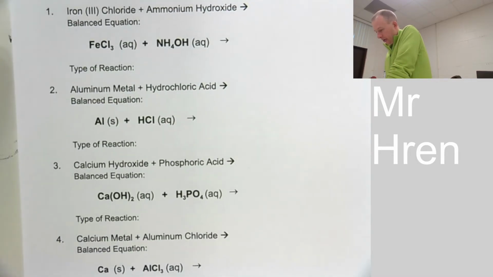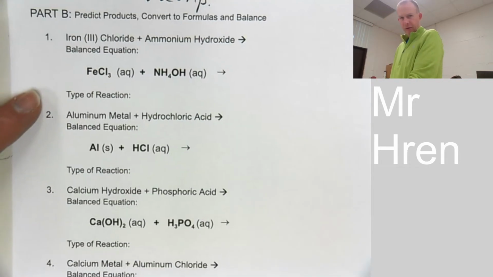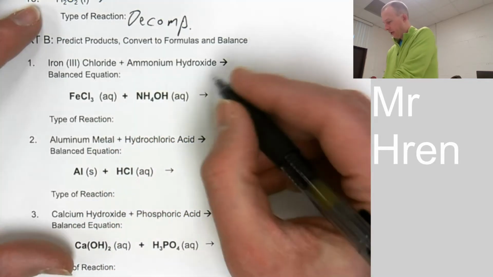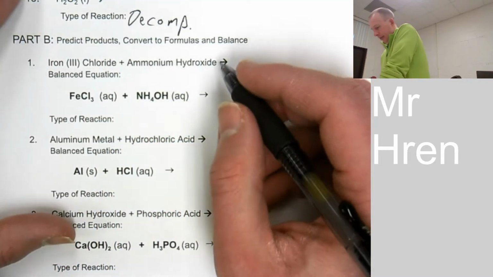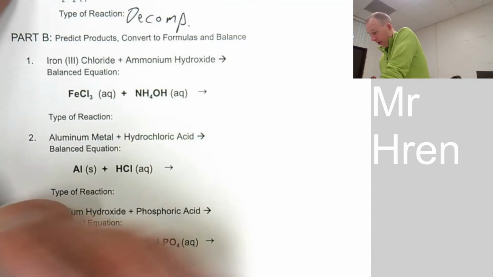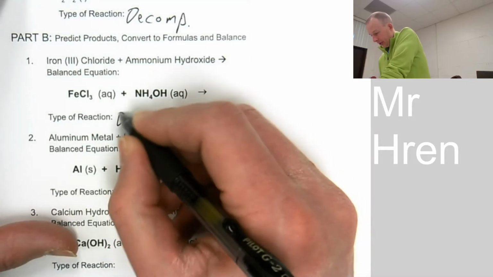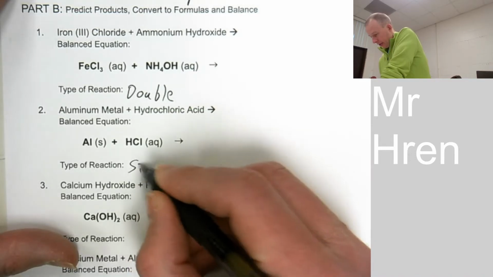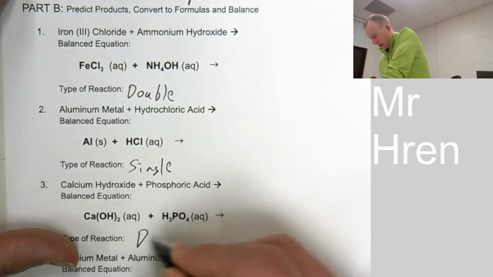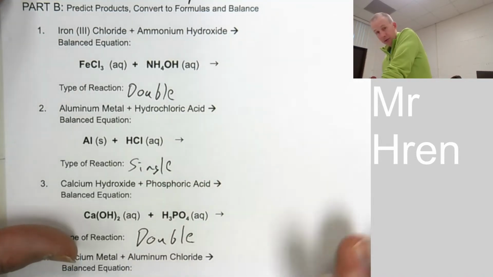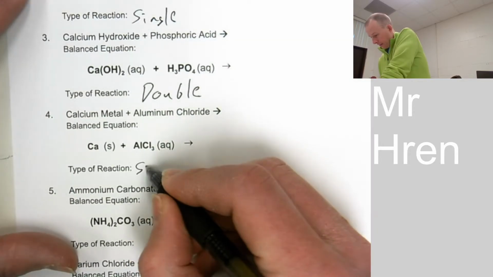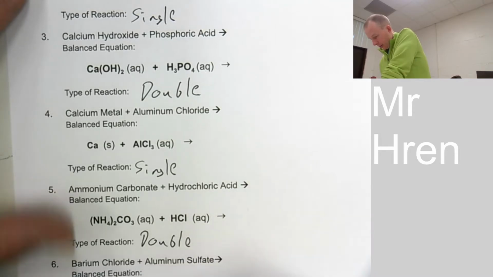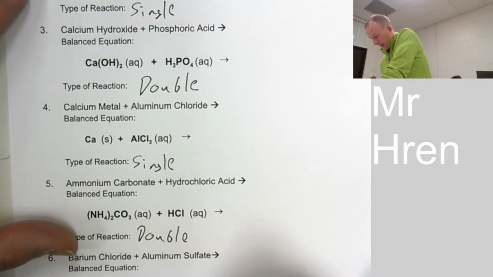What else? And then for the rest of these, I don't think the answers were included, so I'll just go through all these too. So you've got FeCl3. Oh yeah, so we'll identify these. So this is double. This next one is single, double, single, double, double.